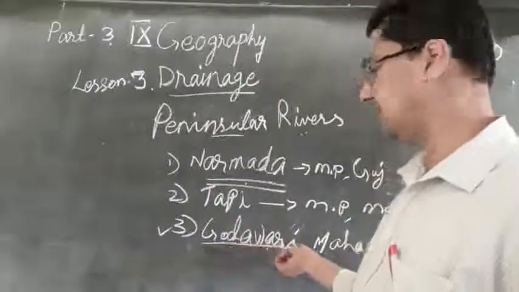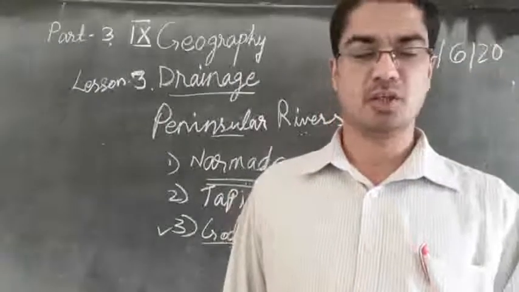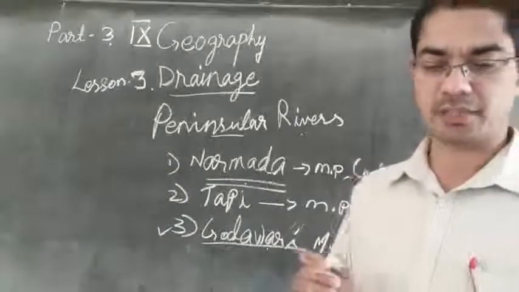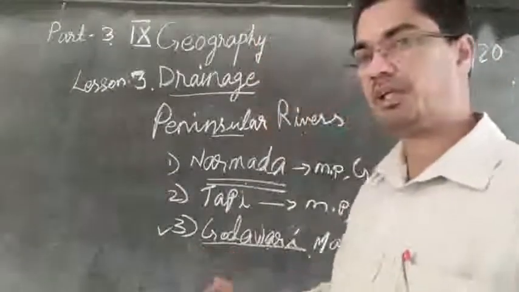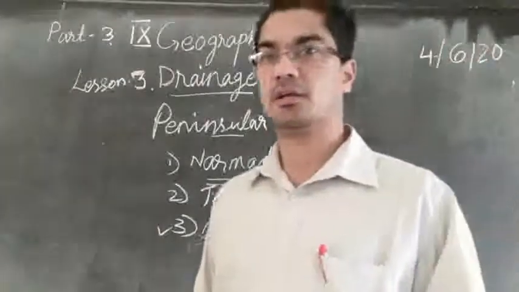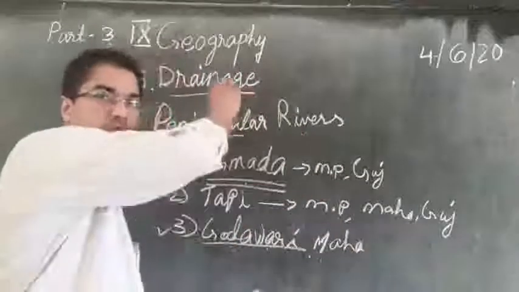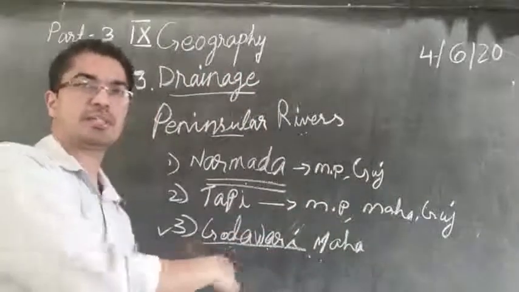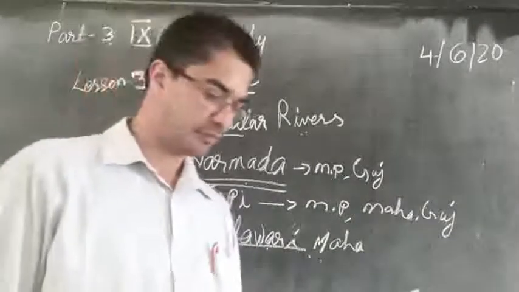Why is Godavari known as Dakshin Ganga? What is the reason? Because of its length and the area it is covering, Godavari is known as Dakshin Ganga. Understood? A big river Godavari and the Ganga is there. Here this is the biggest one, therefore people like to call it by another name, Dakshin Ganga.